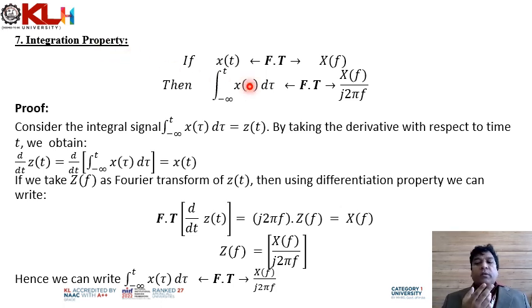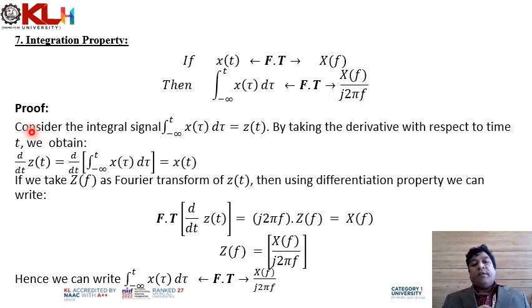Now we are going to prove the integration property. This integration property is the reverse or reciprocal of the differentiation property. So if we take the integral of x of tau d tau, then its Fourier transform will be capital X of f divided by j 2 pi f.